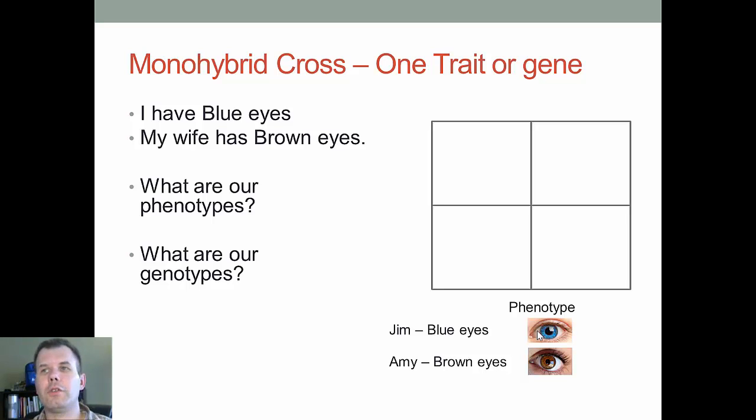So the only time you can see blue eyes with the phenotype is when you have two small letters. So I know my genotype is going to be little b, because I use the big B for brown, and the little b's represent blue eyes. So the only time you're going to see blue eyes is when you have little b, little b.